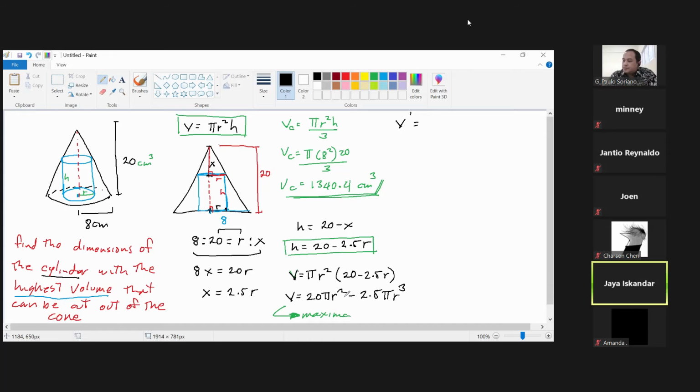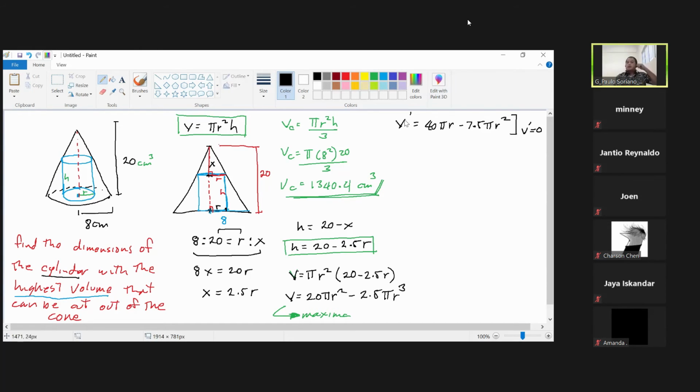40 pi r minus 7.5 pi r squared. So 40 pi r minus 7.5 pi r squared, correct? And this one, we need to evaluate when the first derivative is equal to 0.